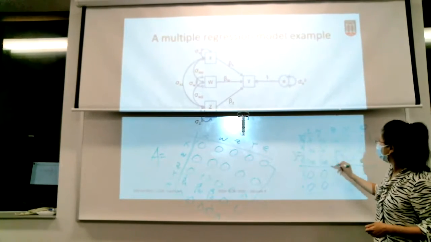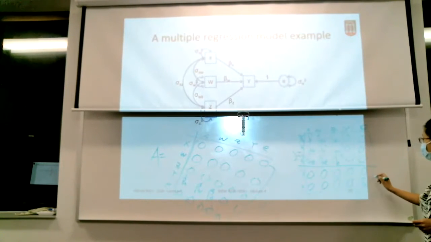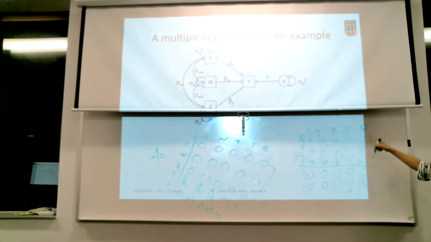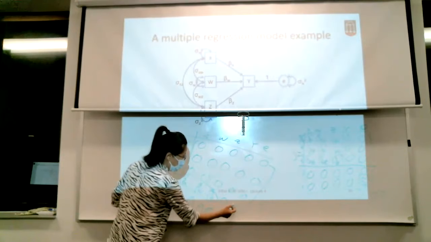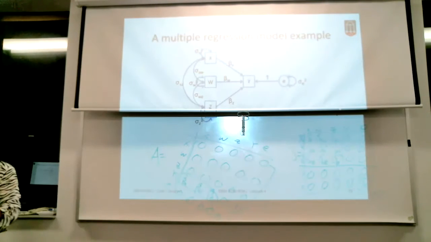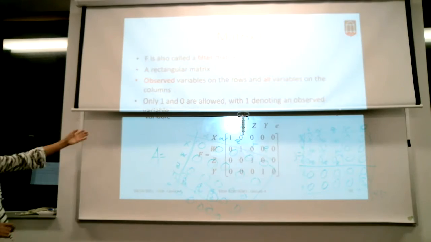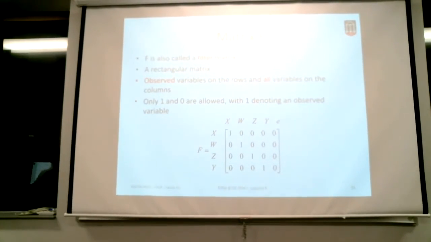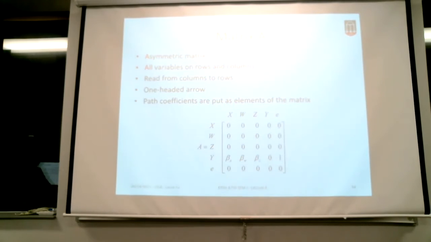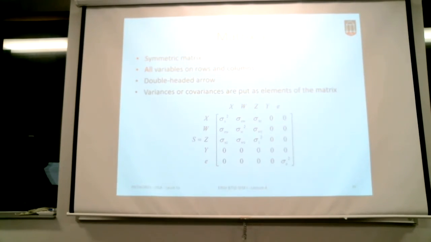All of these are variance and covariance between independent variables. This is for the residual part. And here we have all of these coefficients, single-headed arrows. That's it. So we just showed the F matrix here, the A matrix here, and the S matrix here.